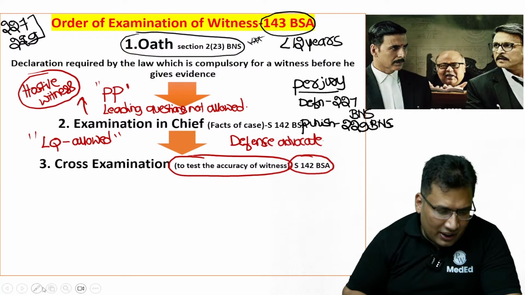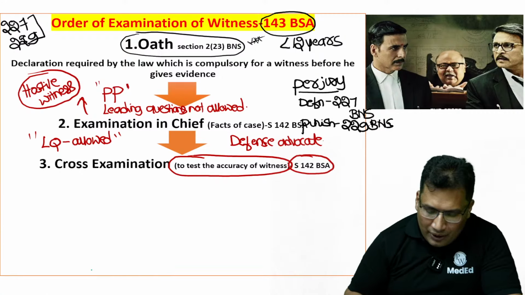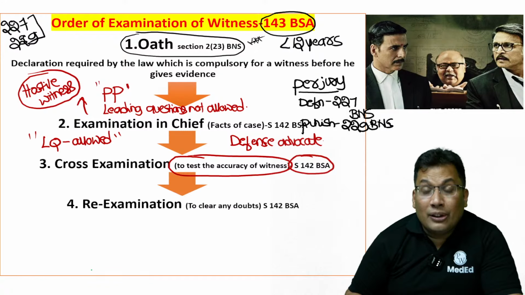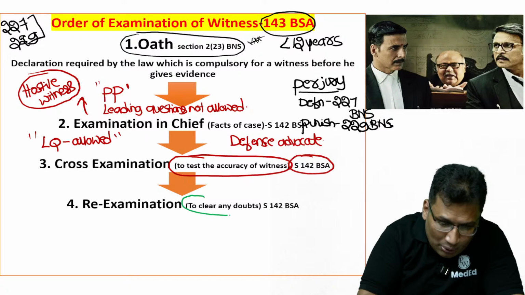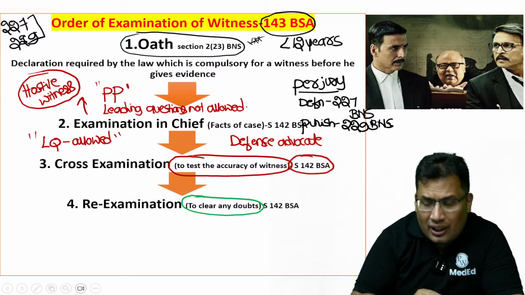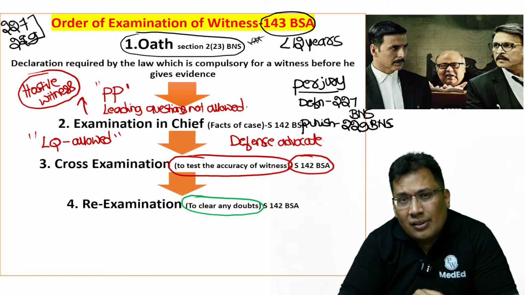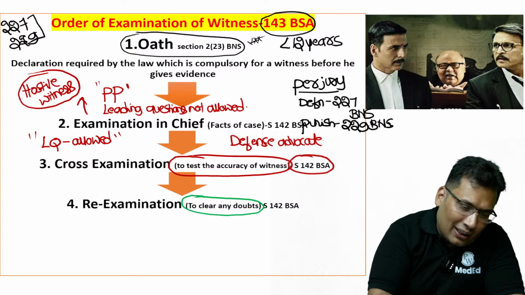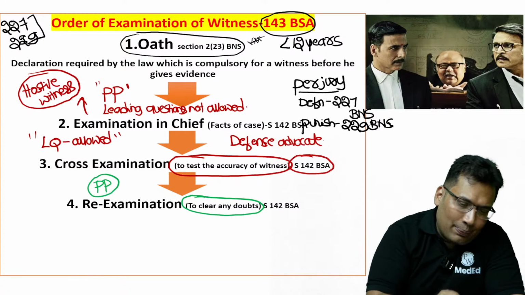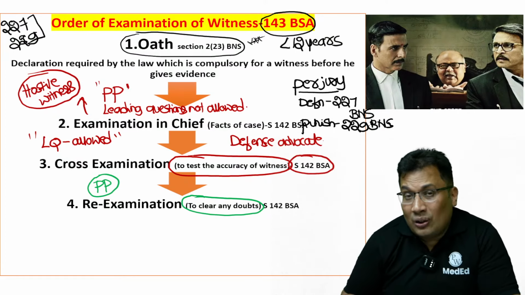Then comes re-examination. You have to remember. The next step is re-examination, to clear any doubts. See, there are hundreds of doubts during cross-examination. All these doubts are cleared by the public prosecutor again. He is going to explain to the court and solve the doubts.